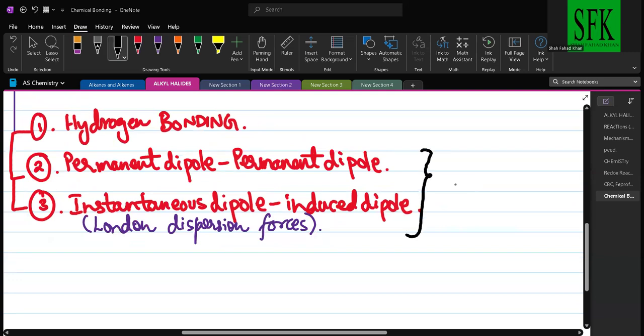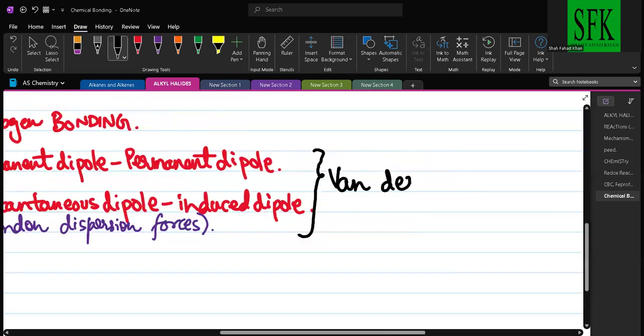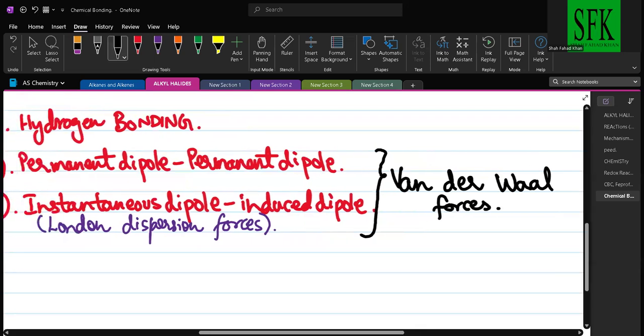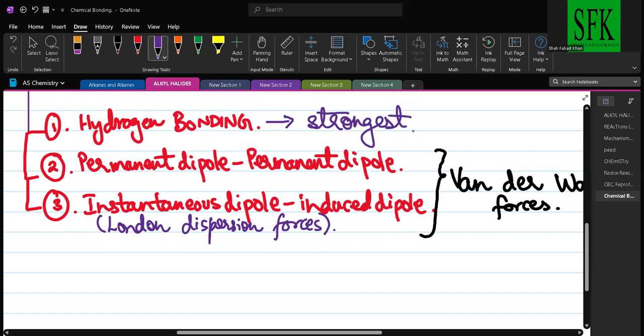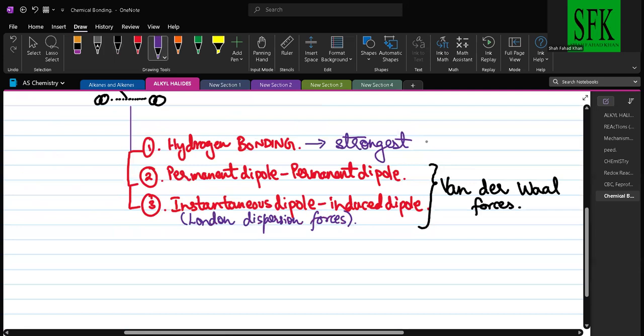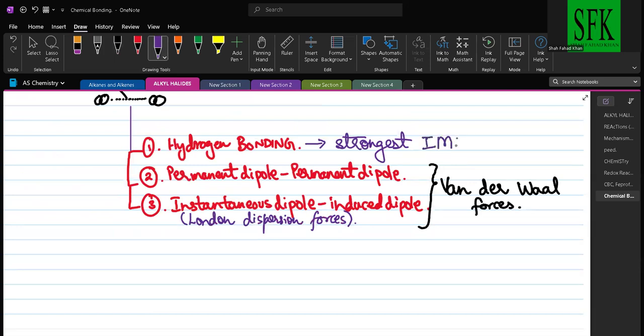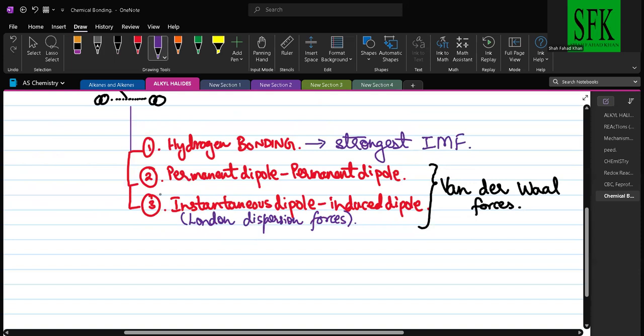Now, both of these forces collectively can be referred to as van der Waals forces as well. Hydrogen bonding, amongst the three, is the strongest of all intermolecular forces. Okay, they're the strongest intermolecular forces compared to the other two.